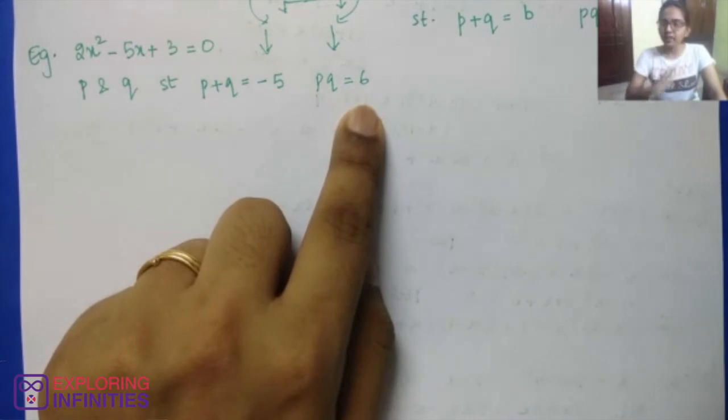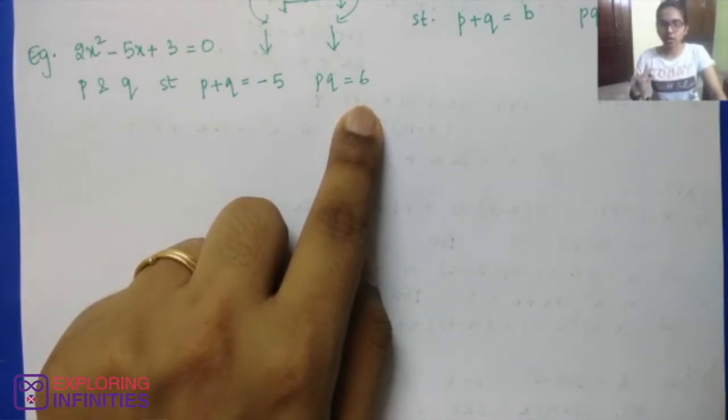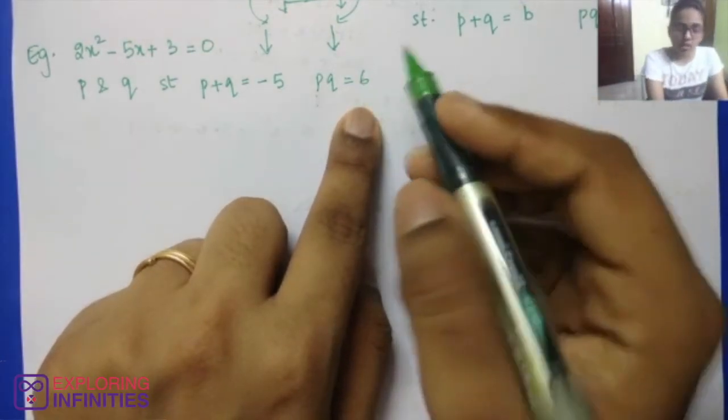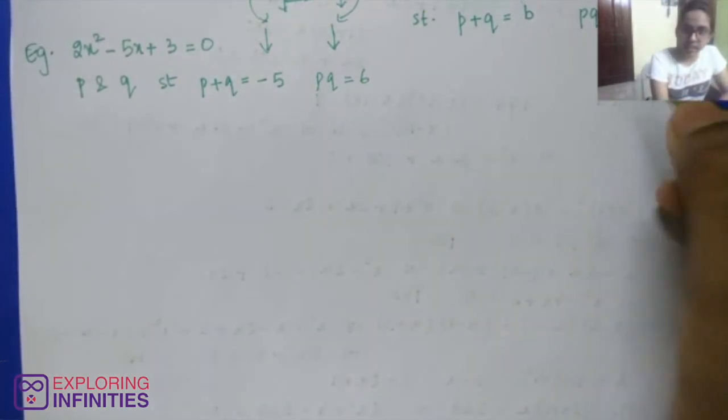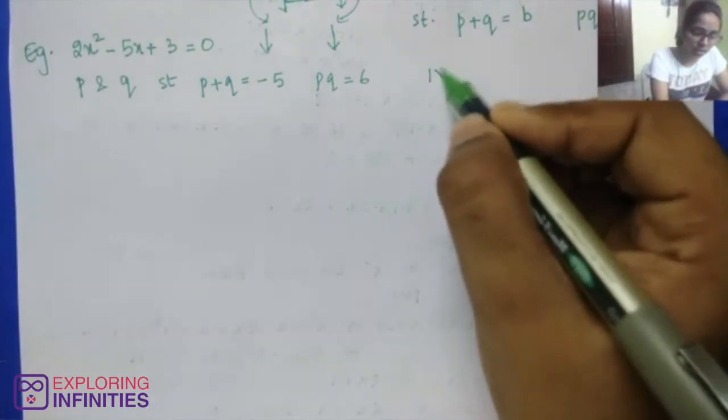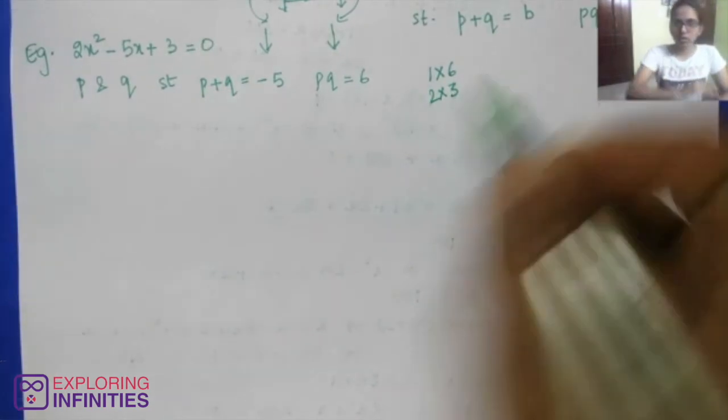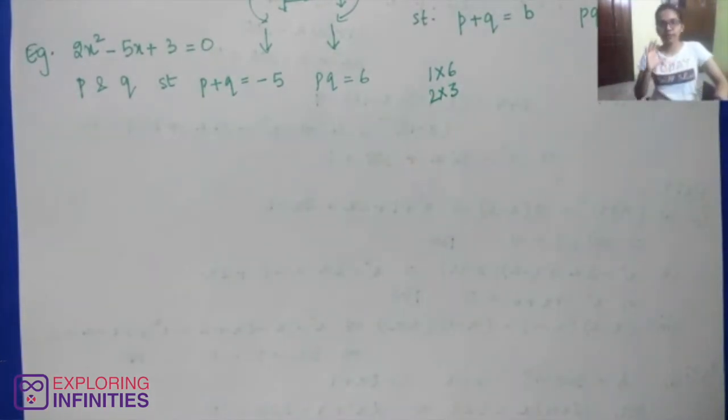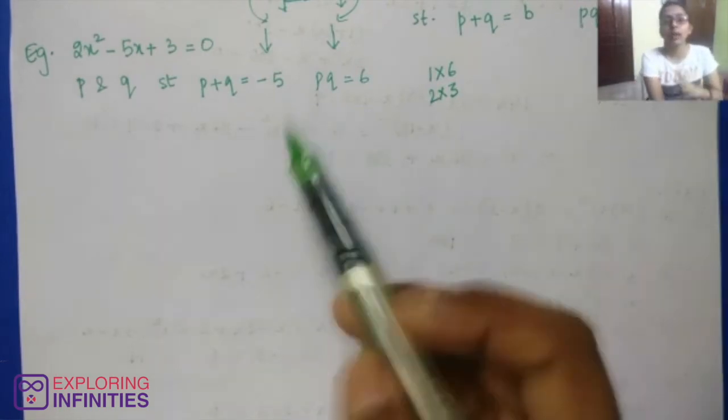write down the factors of that particular number. So here you have 6, so the factors you just start writing. You have 1 into 6, 2 into 3. So these are the factors you have right in front of you. Now you also have to consider the minus: minus 1 into minus 6 also gives you 6. So why am I considering minus in this case?